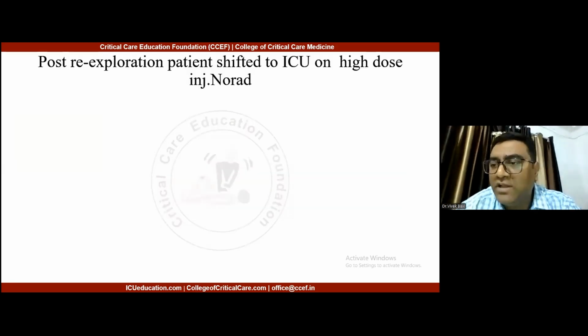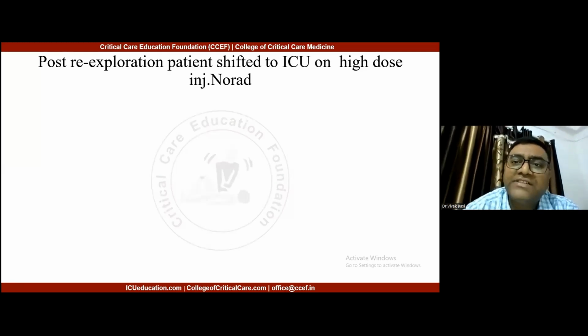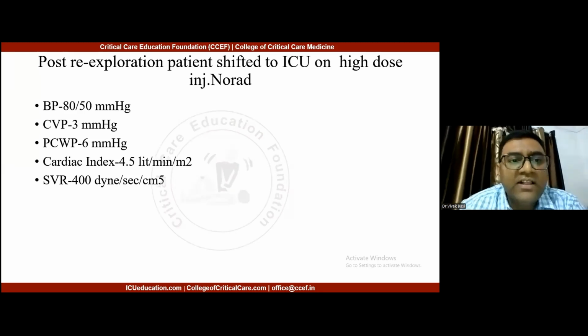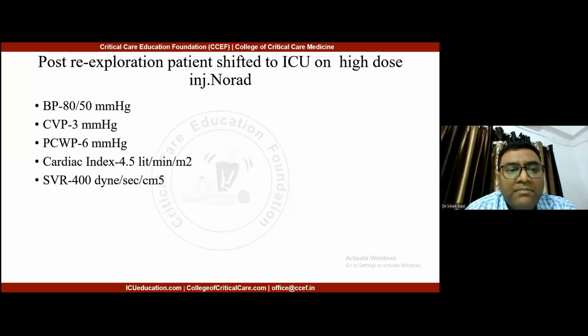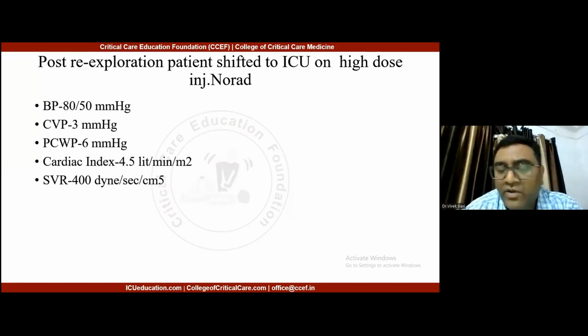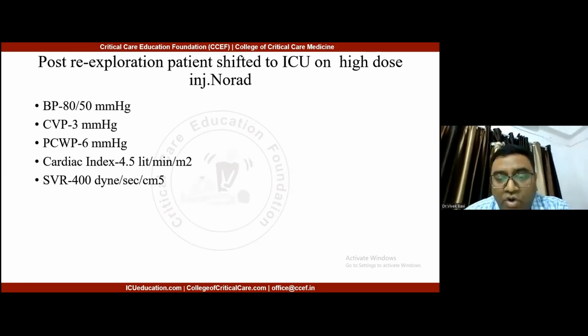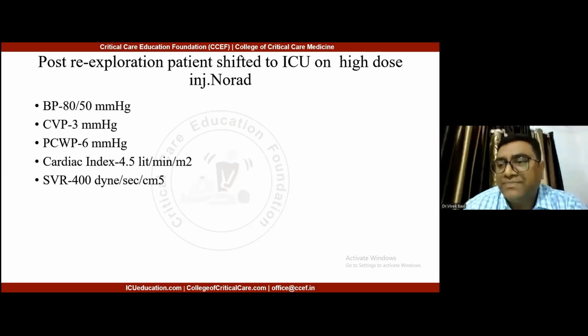The patient has been taken for re-exploration post cardiac tamponade. Post re-exploration, the patient is shifted back to the ICU on a high dose of injection noradrenaline. BP is 80/50, CVP is 3, pulmonary capillary wedge pressure is 6, cardiac index is 4.5 liter per minute per meter square, and systemic vascular resistance is 400 dyne per second per centimeter squared. So the question is, what do you think is happening with this patient, and how do you treat this?